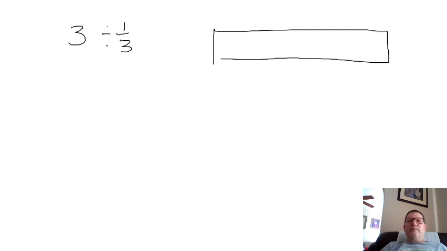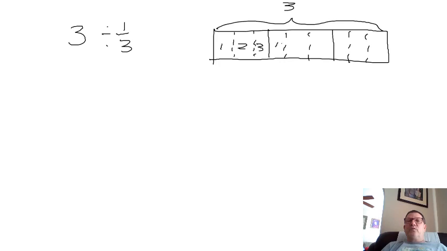Okay, so let's wrap it up. I'm going to give a different problem. We're just going to talk through it. So if I had 3 wholes and I wanted to divide that by thirds, if I drew a tape diagram, I could just split the whole numbers up, and then each whole number I could split up into thirds. If I added it up, I can see that we'd have 1, 2, 3, 4, 5, 6, 7, 8, 9. So 3 divided by 1/3 would equal 9.